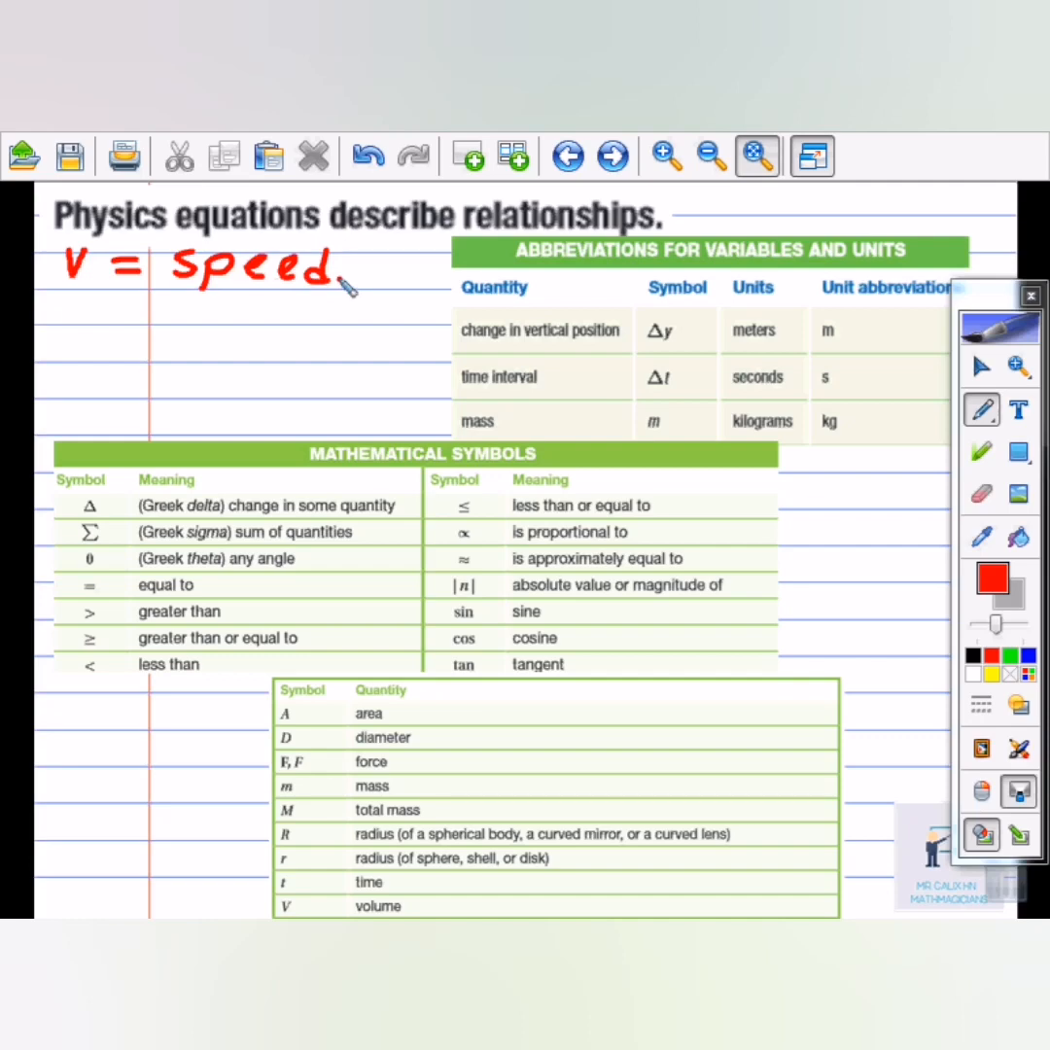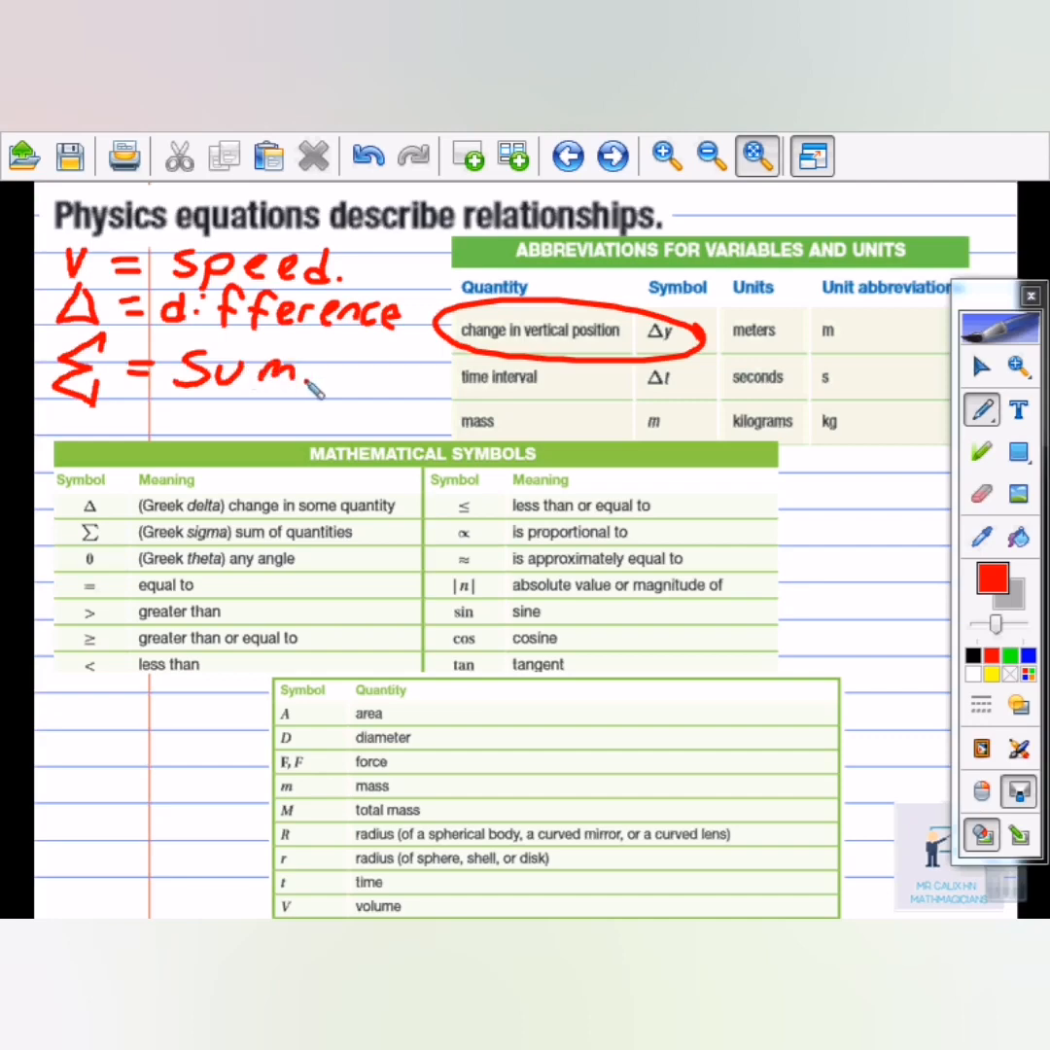Or sometimes we can use Greek letters, like the letter delta, which is used to denote difference or a change, as you can see here. Then we have sigma, another example, which is used to denote the sum or a total. During the whole physics course, we will be seeing more letters or more variables for equations.